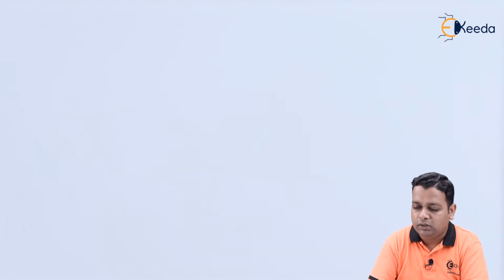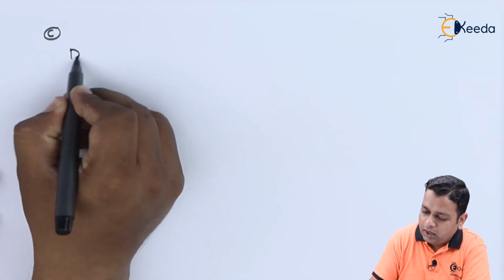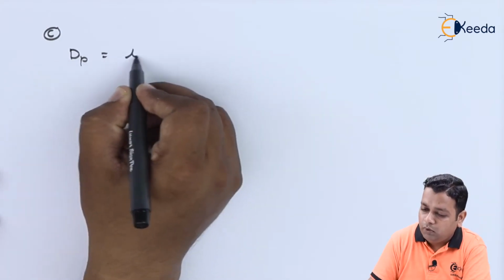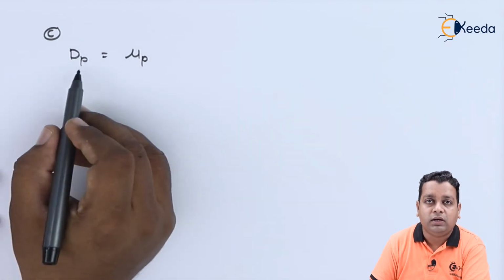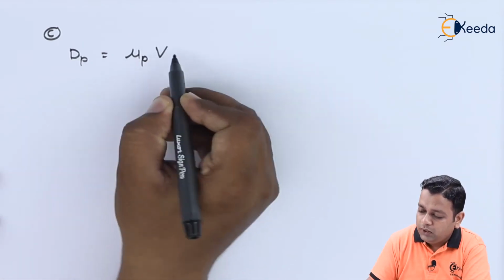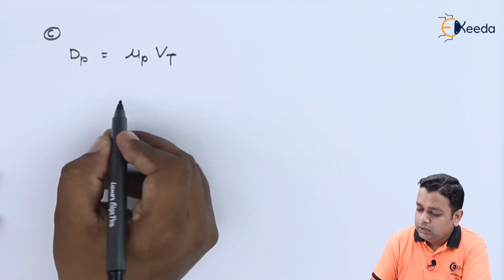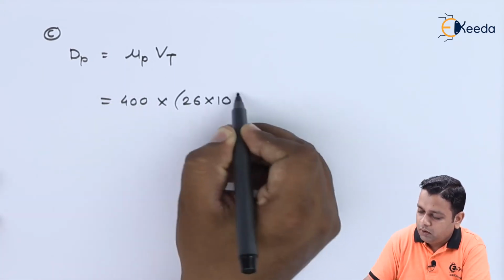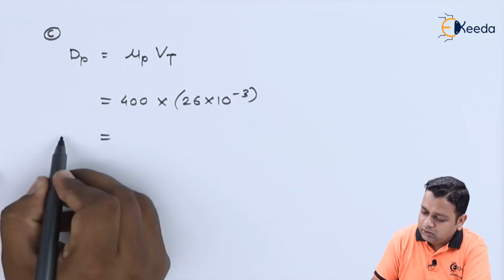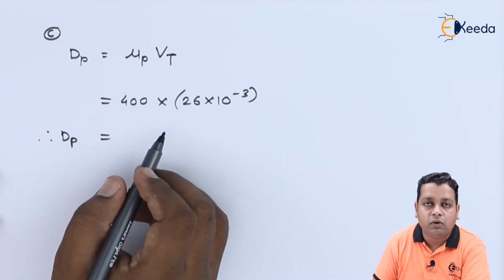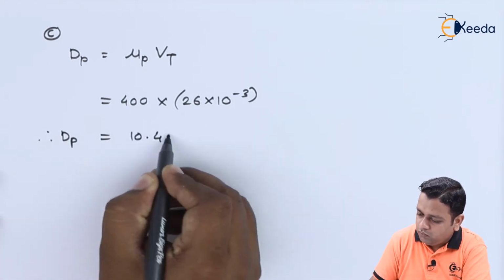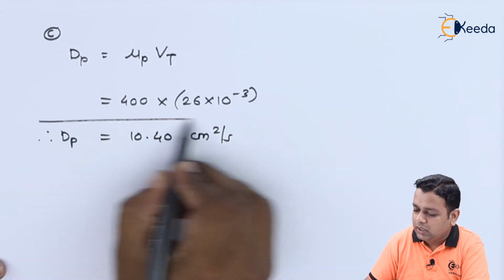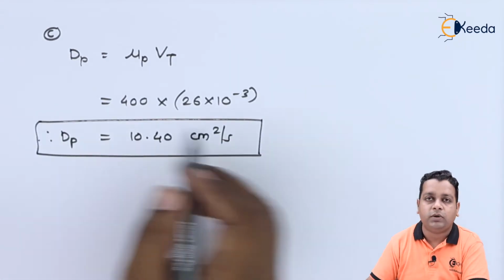Now the hole diffusion constant for part C we denote by capital D suffix P here, and it can be computed by making the multiplication of the mobility that just now we have determined, that is represented as mu suffix P, along with Vt here. So it is a voltage. So substituting 400 in place of mu P and 26 into 10 raised to power minus 3 in place of Vt gives us the answer for D suffix P is equal to 10.40 in terms of centimeters per second here. So I outline this answer, 10.40 centimeter square per second.